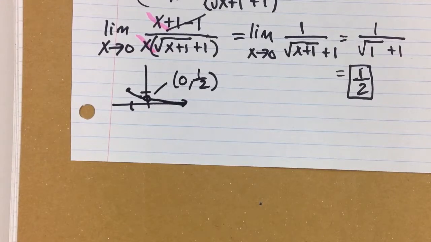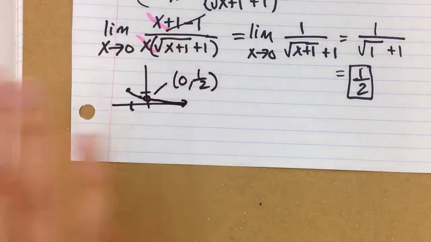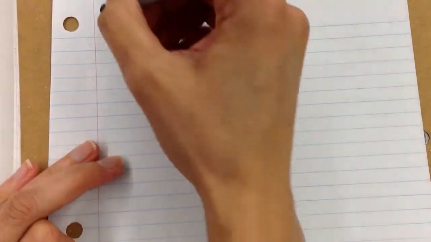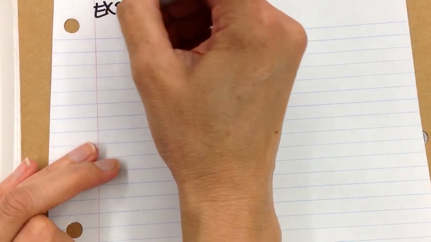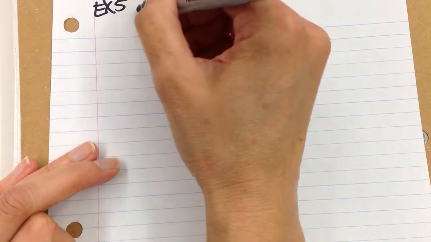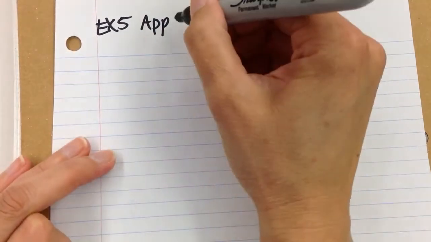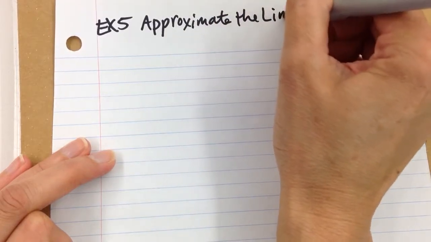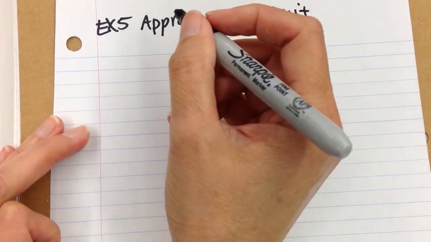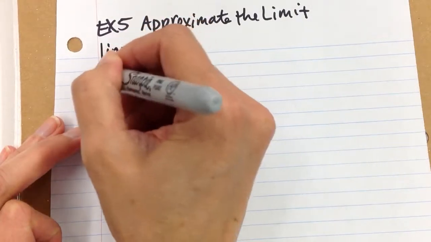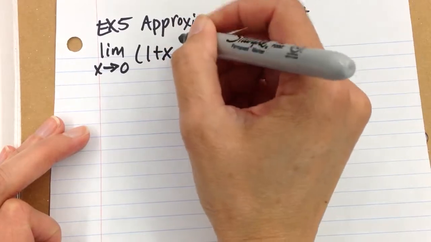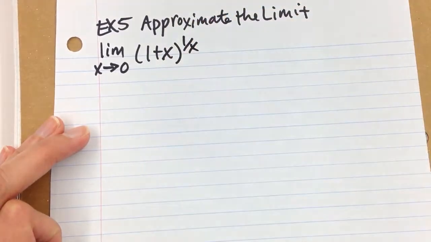Okay, and the next part says using technology. So let's use technology. Sometimes we have to use technology and we can't just use our awesome algebra skills to make things cancel out. So example 5 is approximate the limit as x approaches 0 of 1 plus x to the 1 over x power.